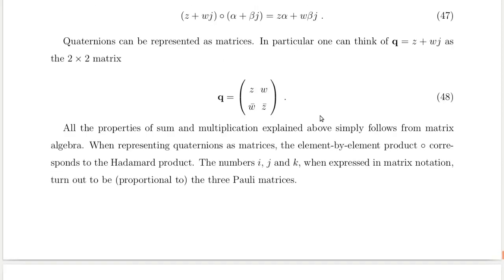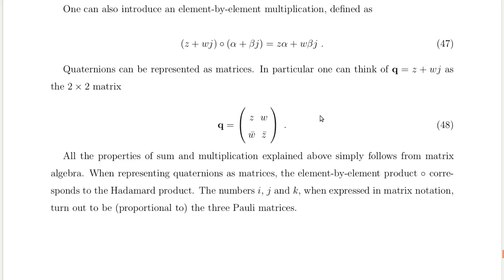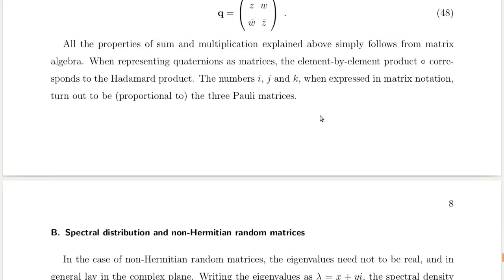And also an important connection is that the numbers i, j and k, when expressed in matrix notation, are actually proportional to the Pauli matrices. And so everything can also be explained as the algebra of Pauli matrices.